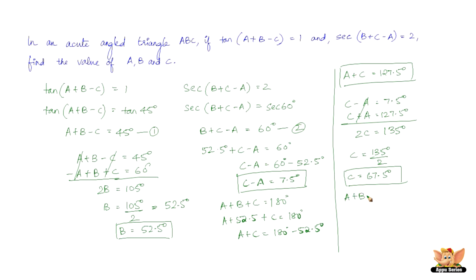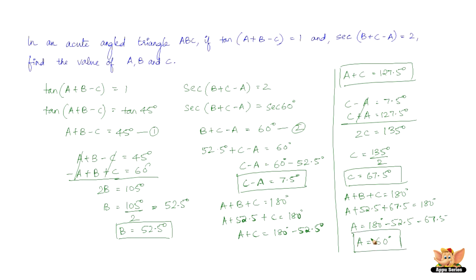A + B + C should be equal to 180 degrees. We need to find A. We know B, 52.5, plus C, 67.5. So A equals 180 degrees minus 52.5 minus 67.5, which is equal to 60 degrees. So we found the value of A as well.